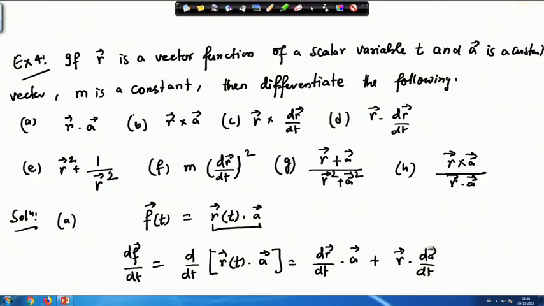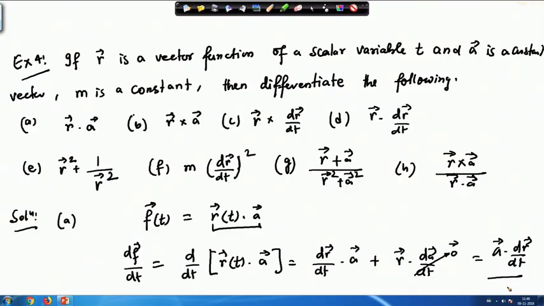Now it is given that A is a constant vector, so obviously its derivative with respect to t would be 0. So this will be 0, and dot product of r with the 0 vector would again be 0, and if we add 0 here, then it would remain unchanged. So we can write it as A dot dr/dt, and since dot product is commutative, I just exchange dr/dt dot A with A dot dr/dt. So that's the required derivative of this function r dot A.